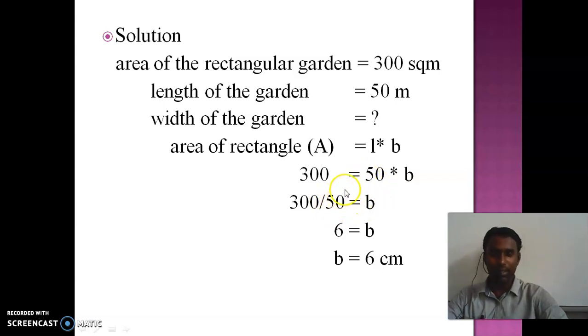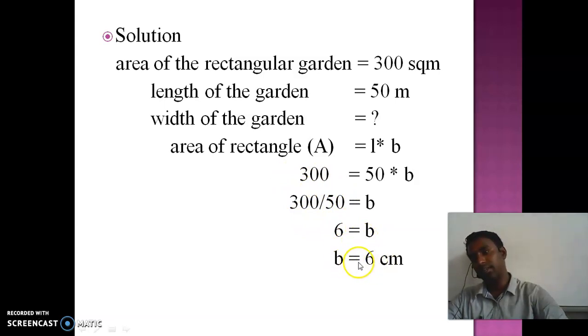So in 50, at the last ending point, 0 is there, so the 0 and 0 cancel. That means 30 divided by 5. So 30 divided by 5. See here, 1 5 is 5, 6 5s are 30. So 6 equals B. So B equals 6 meter, right?